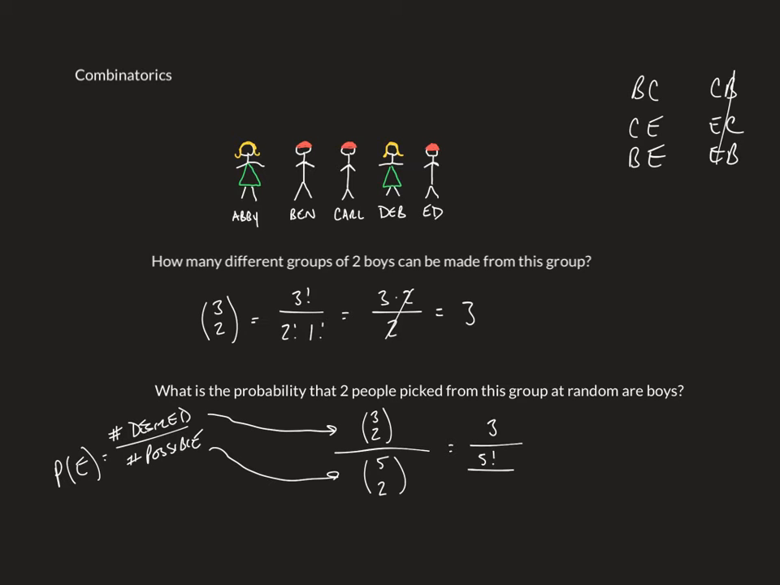And this is going to be equal to 2 factorial times 3 factorial. All right, so if we want to work this out by hand, it's 5 times 4 times 3 times 2 over 2 times 3 times 2. And so we've got a lot of cancellation that can happen here. And that becomes a 2. So 3 out of 10. So the probability of 2 people being picked from this group at random and having those 2 people be boys is 30%, or 3 out of 10.